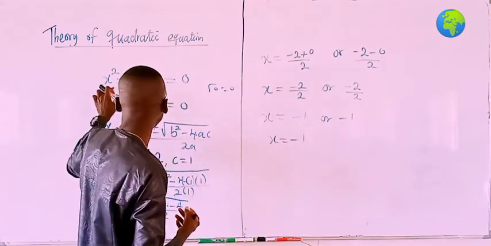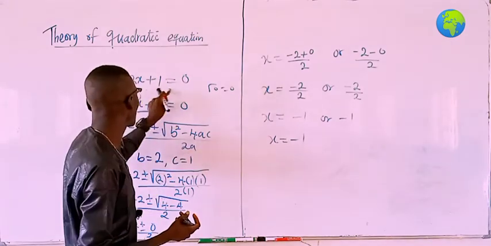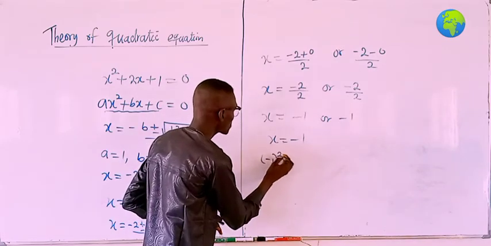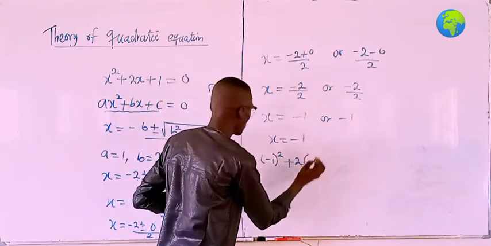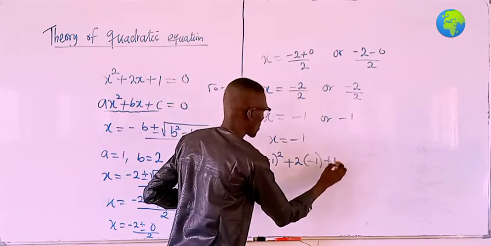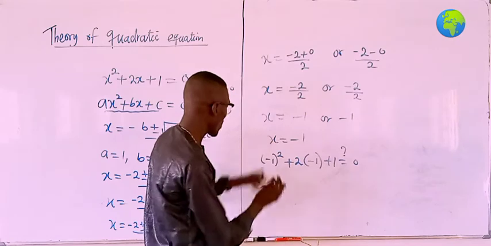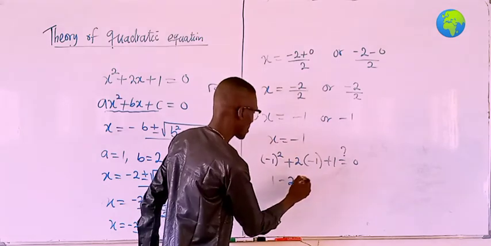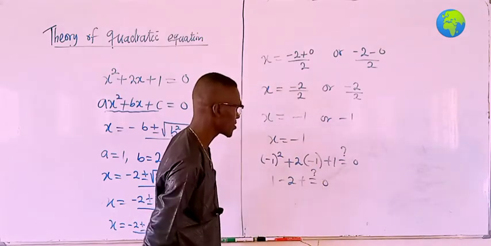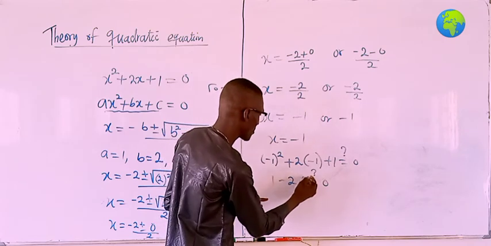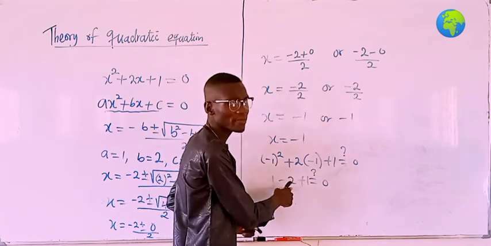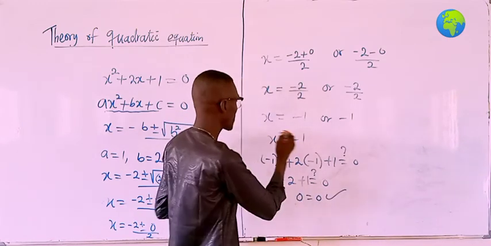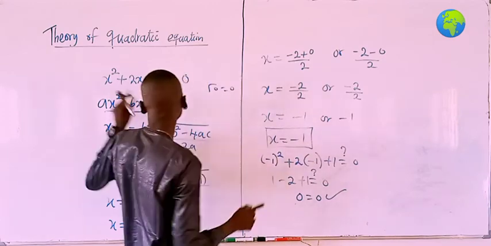So let's check it out. If we substitute x to be minus 1 in the equation given, will it be 0? Let's see. This is minus 1 squared for the first one, plus 2x, which is minus 1, plus 1, equals 0, right? So I'm going to have 1, which is minus 1 squared, minus 2, because 2 times minus 1 is minus 2, then plus 1 equals, I'm asking, is it equal to 0? You can see that 1 minus 2 is minus 1. Minus 1 plus 1 is 0. So 0 equals 0, which makes this very solution a valid solution to the quadratic equation given.